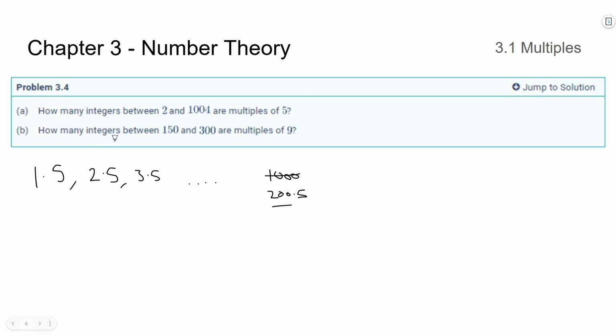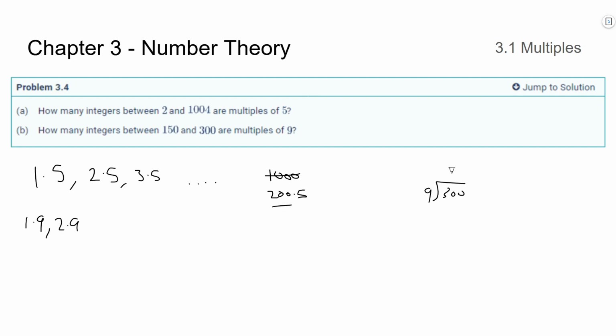Okay, so this one right here: how many multiples of 9 between 150 and 300? I'm not sure if we can use the same trick for this one. Well, let's just ignore this side of it. Let's see how many multiples of 9 there are up to 300. Same trick we did before. 1 times 9 would be 9. 2 times 9 would be 18, and so on, up until 300. So 300 divided by 9 would be what?